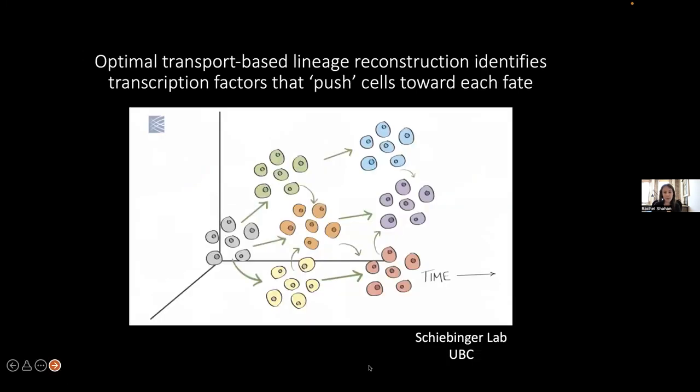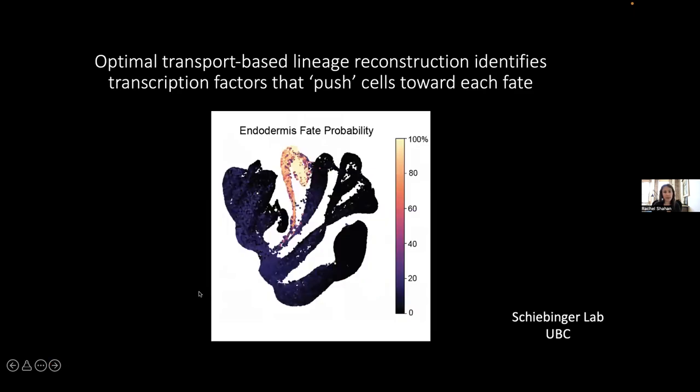To address that question, we collaborated with the lab of Jeff Schiebinger at the University of British Columbia to apply an optimal transport-based lineage reconstruction to our atlas. Just in a nutshell, optimal transport allows us to identify a cell or a group of cells and trace forwards or backwards in time to identify ancestors and trace all the way through each cell to the descendants. With this approach, we're also able to calculate a cell fate probability for every cell in the atlas. For the 14 different cell types we know are in the root, we can calculate for each cell the probability that it will become one of those cell types.